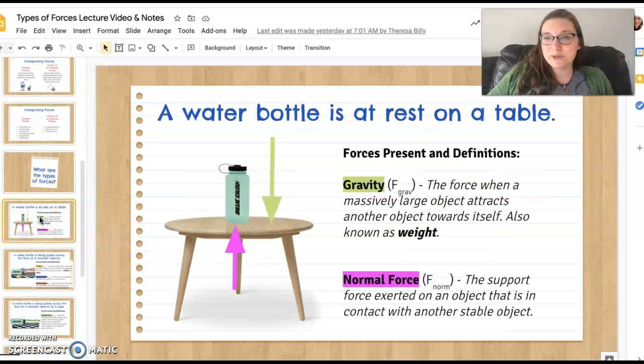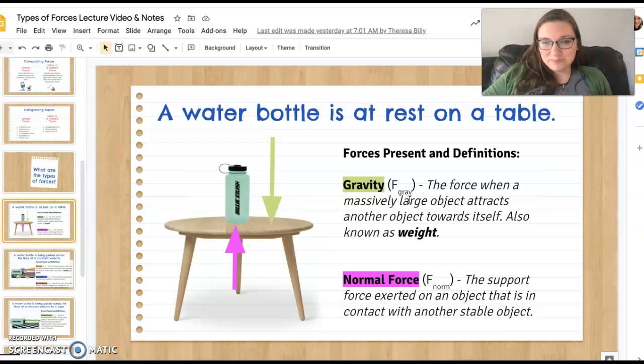So let's look at these forces one by one. Gravity is what happens when a massively large object, like the Earth or the sun, attracts another object toward itself. So we're always being pulled down towards the center of the Earth. In the same way, the sun is always pulling us towards it, but we have this orbit that's keeping us in place. The sun is what's holding us in its orbit with its gravity, and gravity is what's holding us onto the Earth.